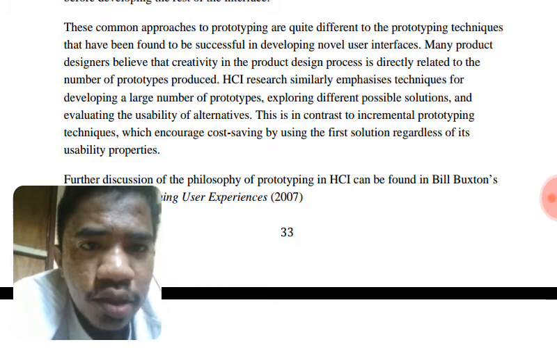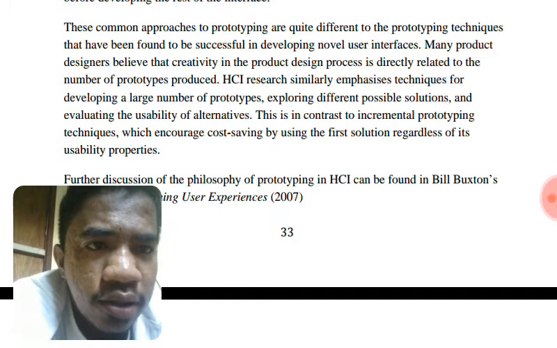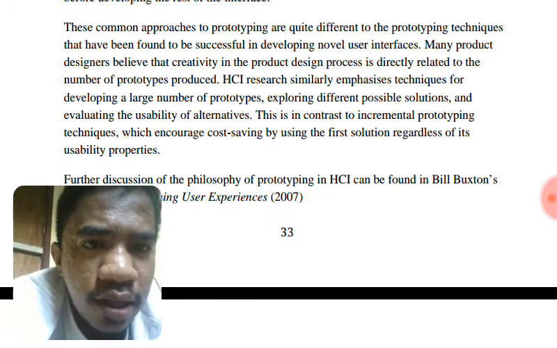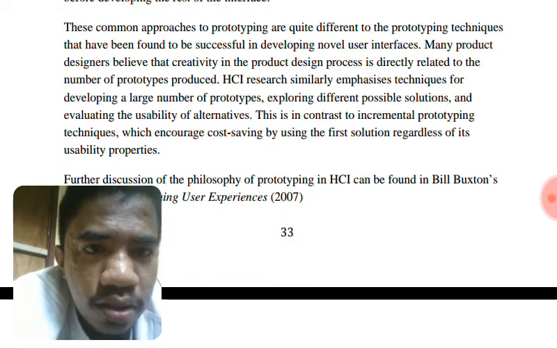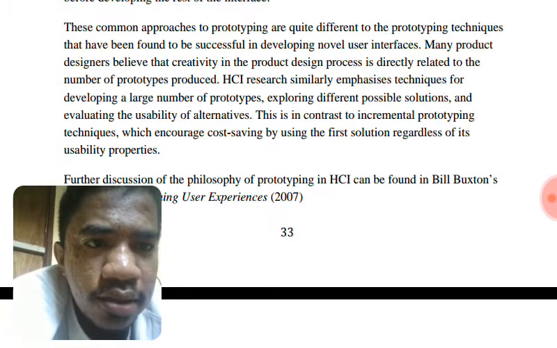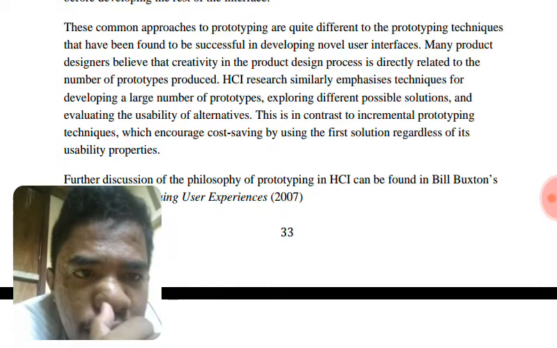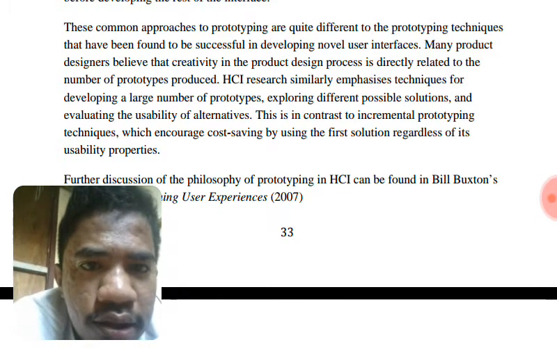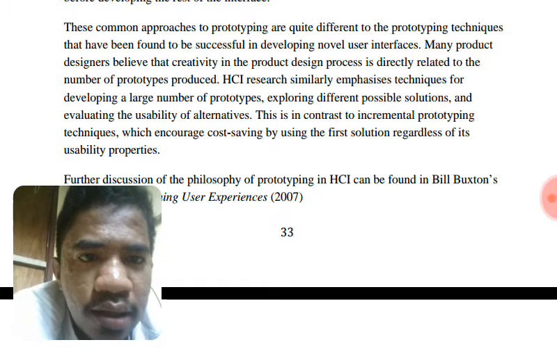These common approaches to prototyping are quite different to the prototyping techniques that have been found to be successful in developing novel user interfaces. Many product designers believe that creativity in the product design process is directly related to the number of prototypes produced. HCI research similarly emphasizes techniques for developing a large number of prototypes, exploring different possible solutions and evaluating the usability of alternatives.